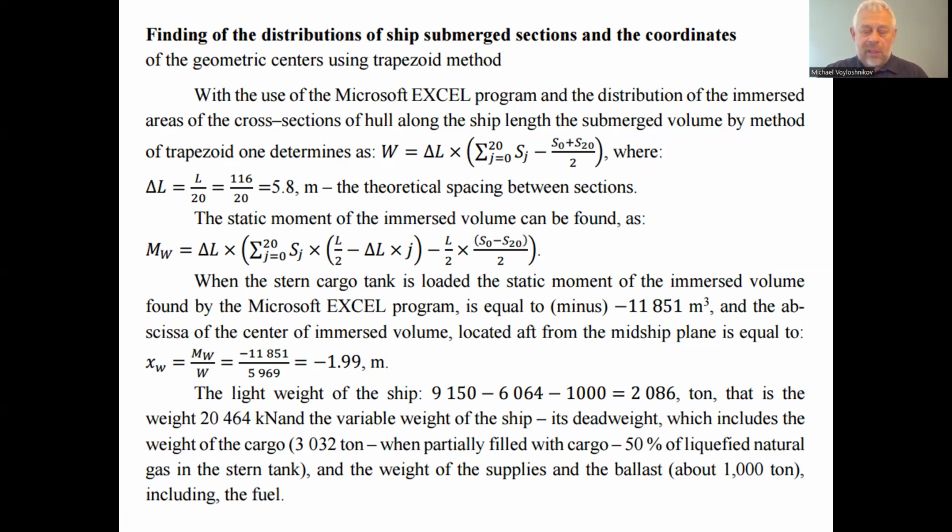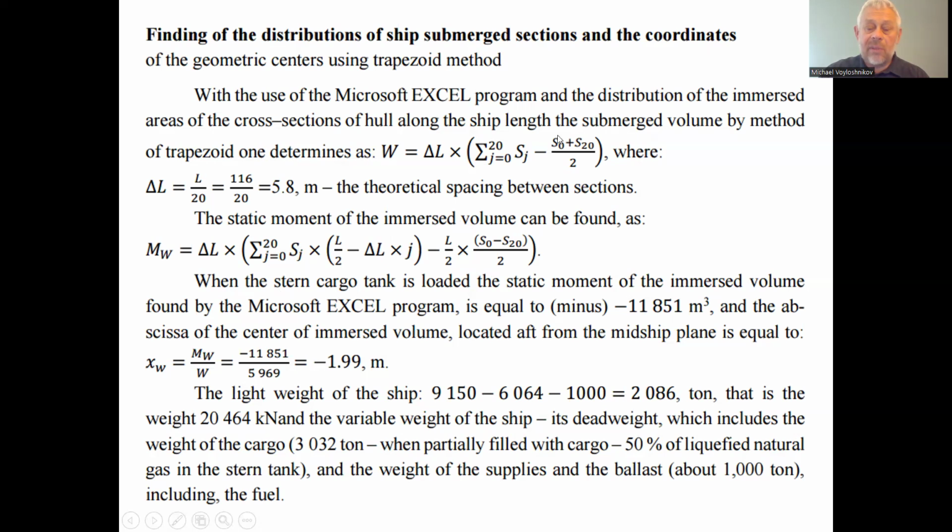We have to find the coordinate of the location of the submerged center of the volume of the ship hull. We need as well the static moment of the immersed volume of the hull. We can find it using the previously obtained areas of the submerged transverse sections by the theoretic frames. The areas, J is the number of the theoretic frame from 0 to 20.